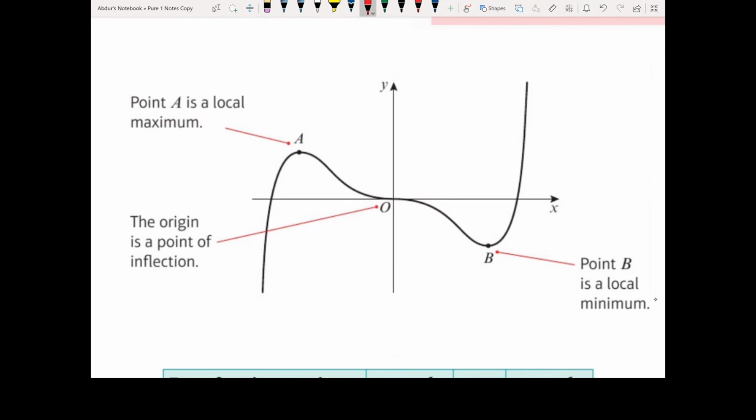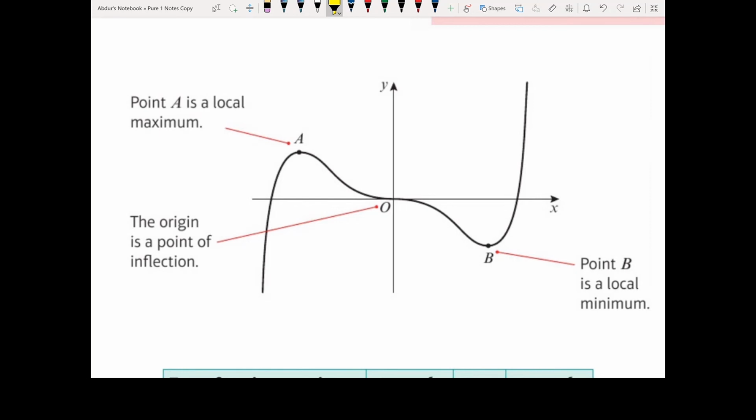As you can see, the curve goes up to a maximum and then it turns back down, so it's referred to as a local maximum. And down here at point B, we've got something called a local minimum, because the curve goes down to a minimum value and then it goes up. It's referred to as a local minimum since there are other points which are below this B. For instance, points around here are below that point. And what we have here at the origin is a case where we have a point of inflection.